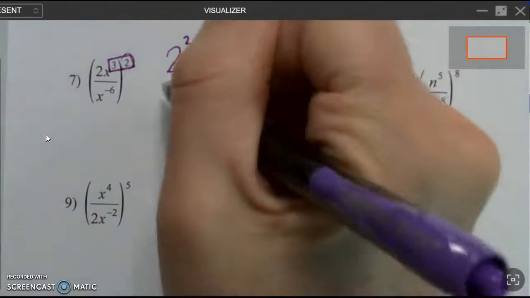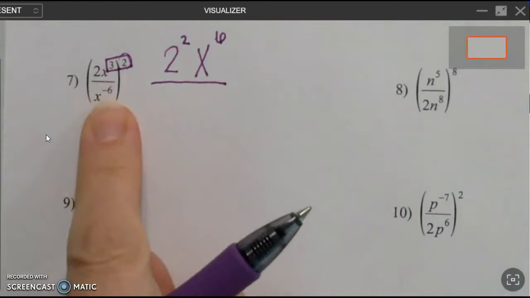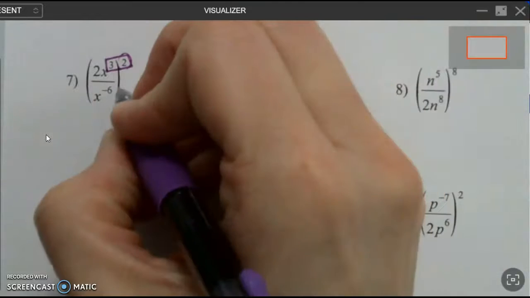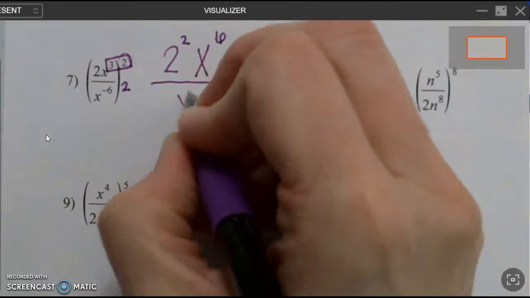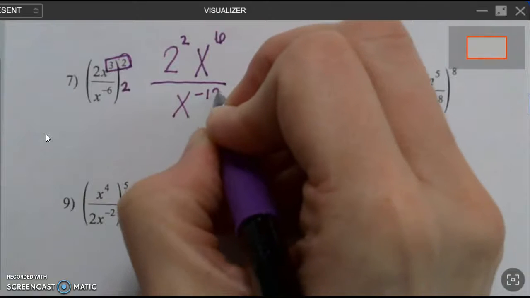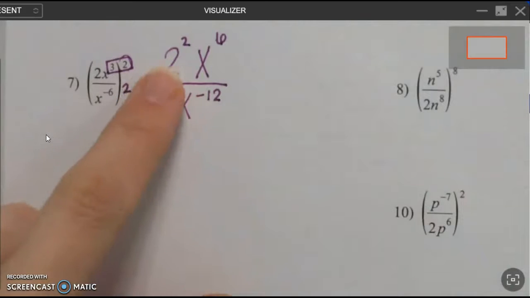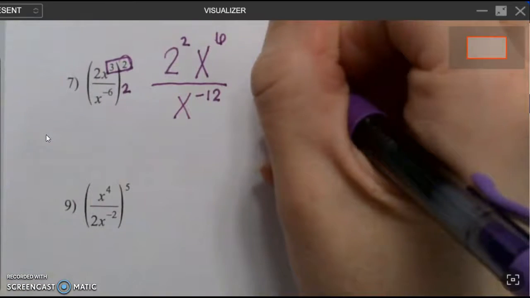Okay, now on the bottom, let's talk about the bottom here. Is this just negative 6? No, you got to give that one the exponent as well. So we're going to take that one to the 2nd power as well. So that's negative 12. Okay, now let's worry about it. But wait a minute. For our numbers, what's 2 to the 2nd power? 4. Okay, let's do that part first.